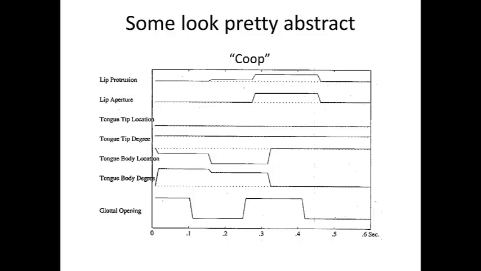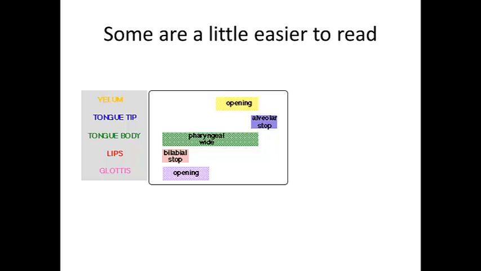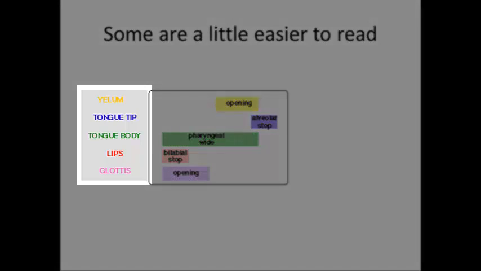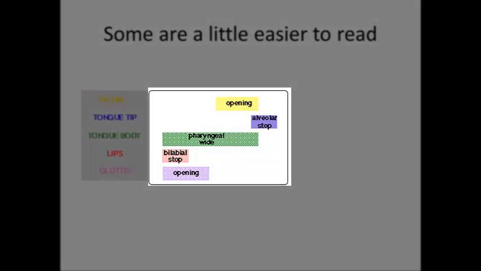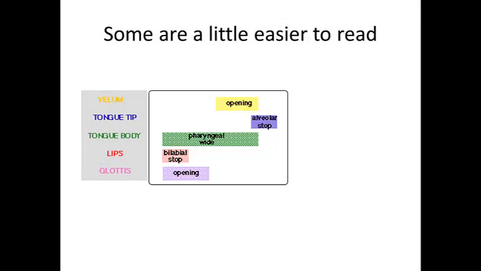Most of the gestural accounts I see make use of a slightly easier to read kind of score. It looks something like this, with a line to represent movement of each tier of articulator. This one shows the velum, tongue tip, tongue body, lips, and glottis. Then the white box shows the time course for production of a particular sequence from left to right. Movement of each articulatory tier is represented as a bar. Where there's a bar, that tier is active, and where there's no bar, that articulator is in a default state.